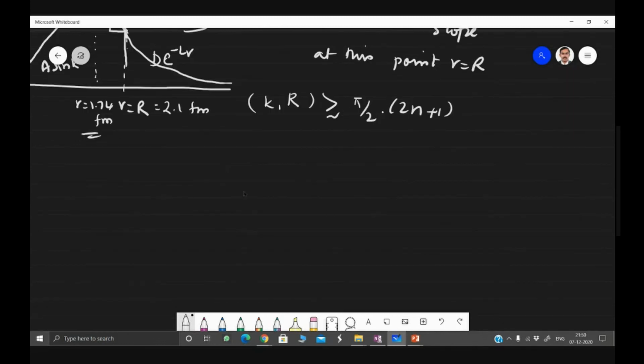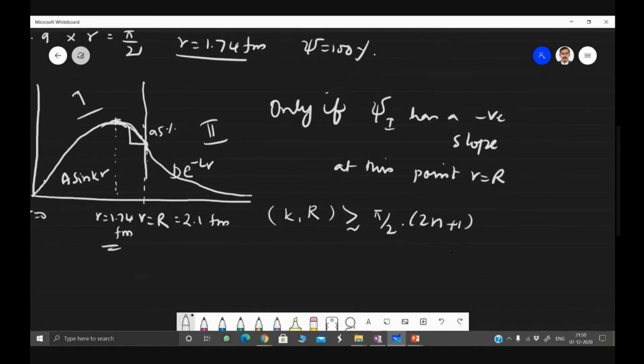Now let us suppose we have the value of n equal to 1. We have discussed the case n equal to 0, which is the ground state of the diatron. The ground state of the diatron wave function is given by this form, and its nature or behavior is explained.